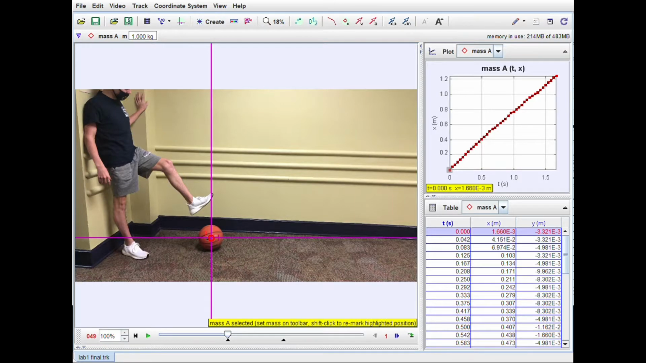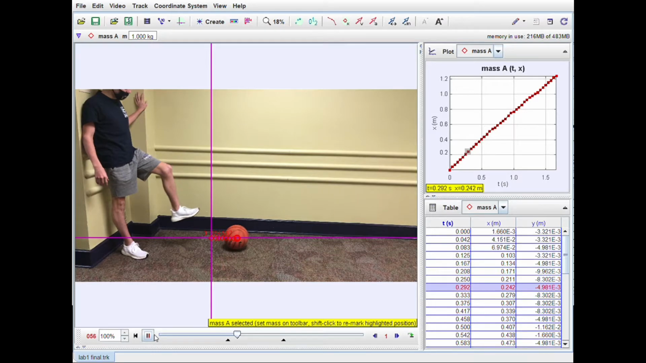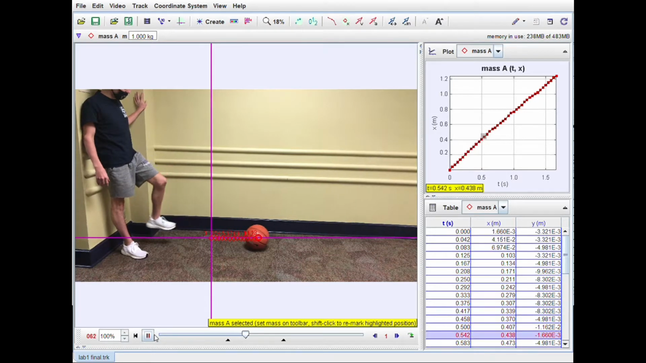The first thing I had to do was set the coordinate plane, where I chose to put the plus x on the right and the plus y on top. The motion is pretty simple. It is a basketball rolling in the plus x direction, with no motion in the y or z directions.